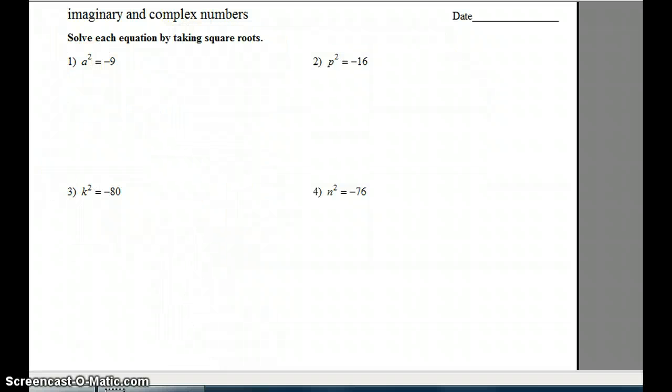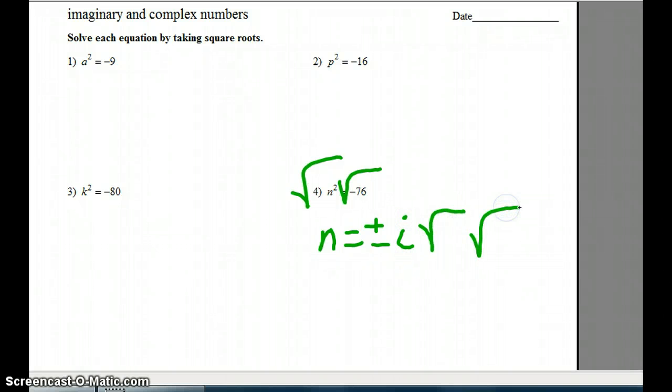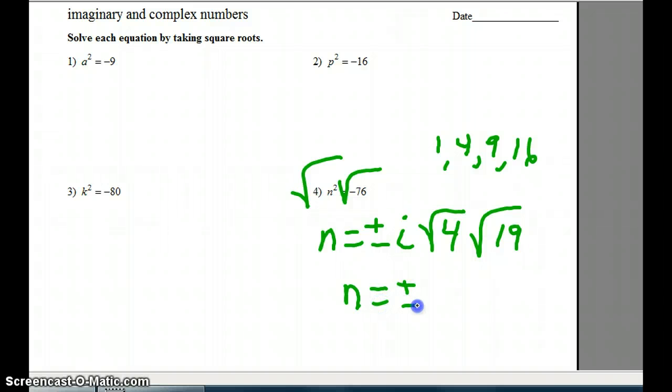Number 4's example. Again, we take the square root of both sides, so we'll get n equals plus or minus. Anytime that you take a square root of a negative number, you'll end up with an i. Square root of 76 is not perfect, so we need to break it up. Remember some of the perfect squares: 1, 4, 9, 16. I know that 4 times 19 is 76. So n's final answer will be plus or minus 2i square root of 19.